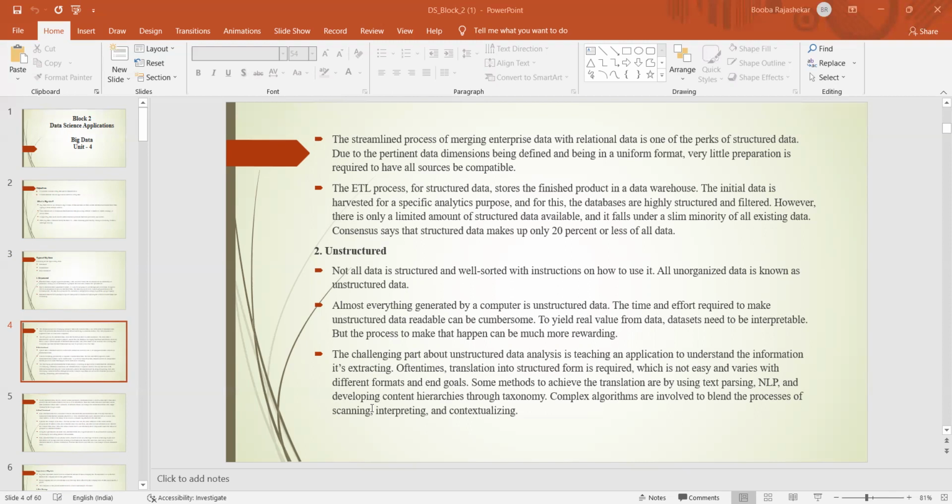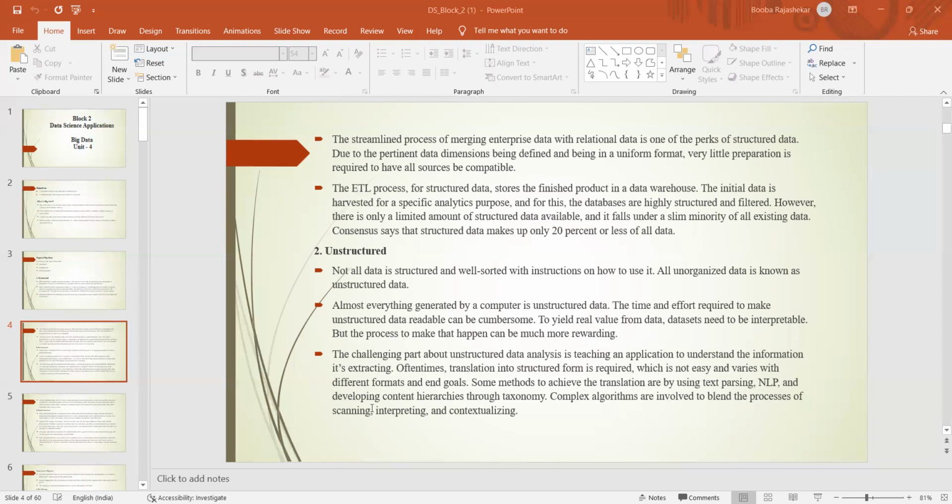Next one, unstructured data. Unstructured data is not structured or well sorted with instructions; it is unorganized data. That is called unstructured data. Much unstructured data is generated by computers. The time and effort required to make unstructured data readable can be a challenge. To yield real value from data, data sets need to be interpretable. The process to make it happen can be more rewarding.